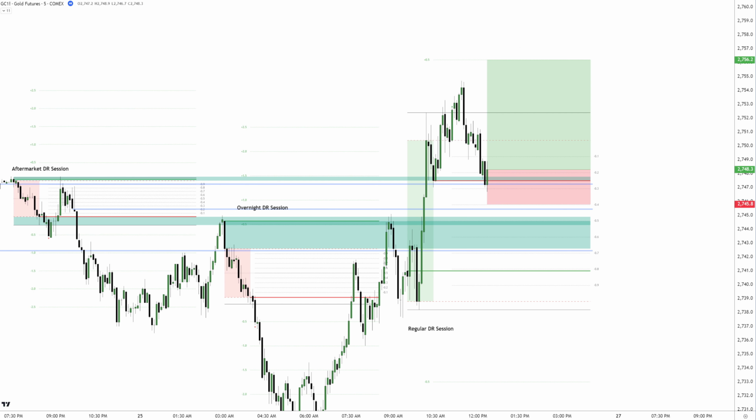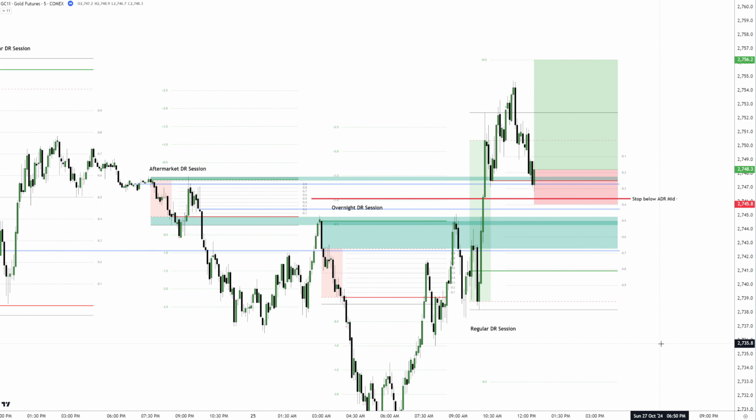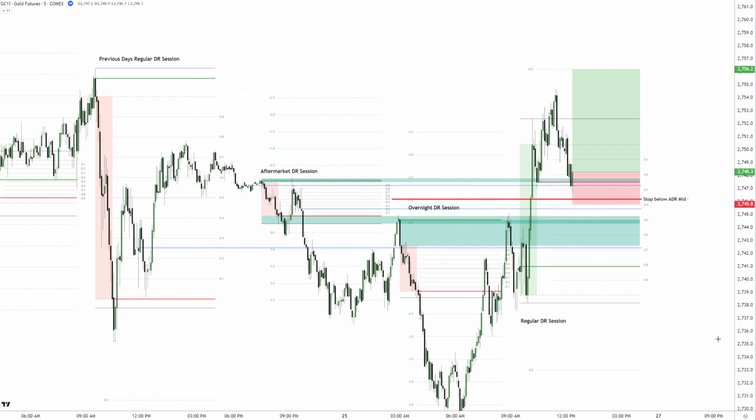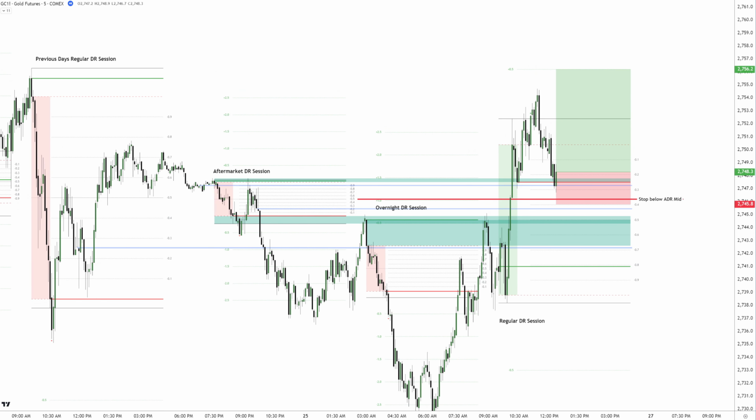In this case, it may be wise to consider covering the ADR mid with your stop loss. By now, you should understand the importance of ADR levels. For your target, the plus 0.5 SD level is ideal, as it not only offers 3R but also aligns perfectly with the previous day's regular DR session highs.